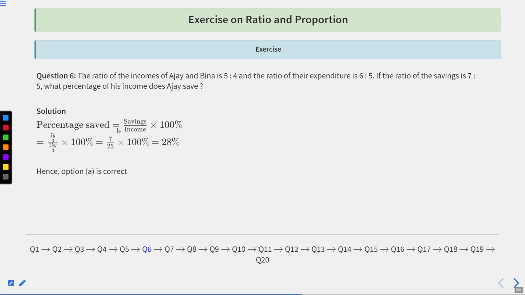So the percentage saved is equal to savings upon income into 100%. So 7y upon 3 upon 25y upon 3 into 100 is equal to 28%. So the correct option here will be option A.